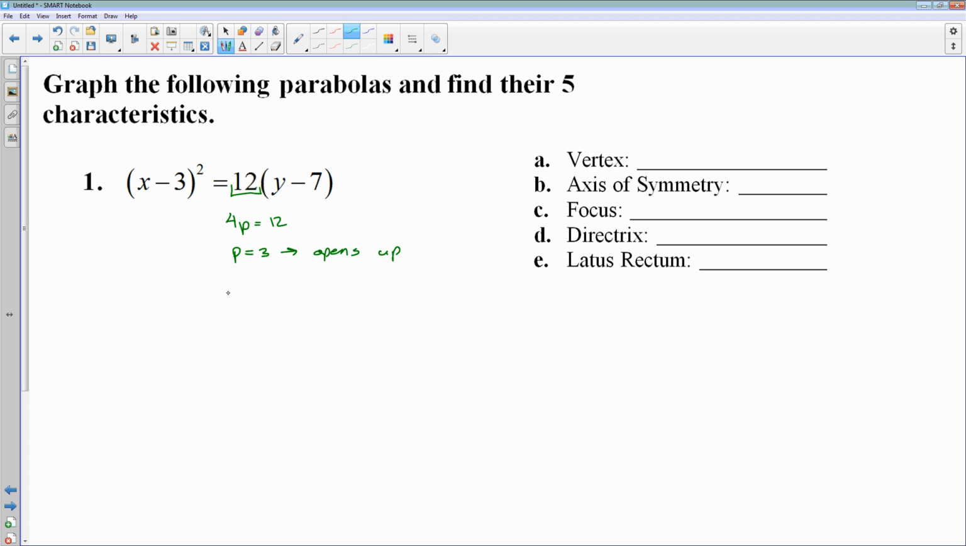Okay, first thing I'm going to do is find the vertex because that's the easiest thing to find. And my vertex, it's x minus 3 and y minus 7. I'm subtracting 3 from my x. So the x coordinate of my vertex is 3, and the y coordinate of my vertex, inside with the y, is a 7. So my parabola is going to start at 3, 7, and from there, it's going to open up.